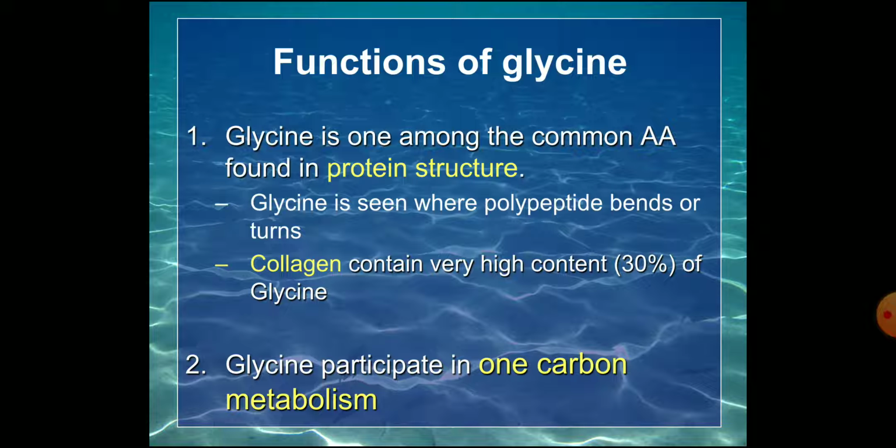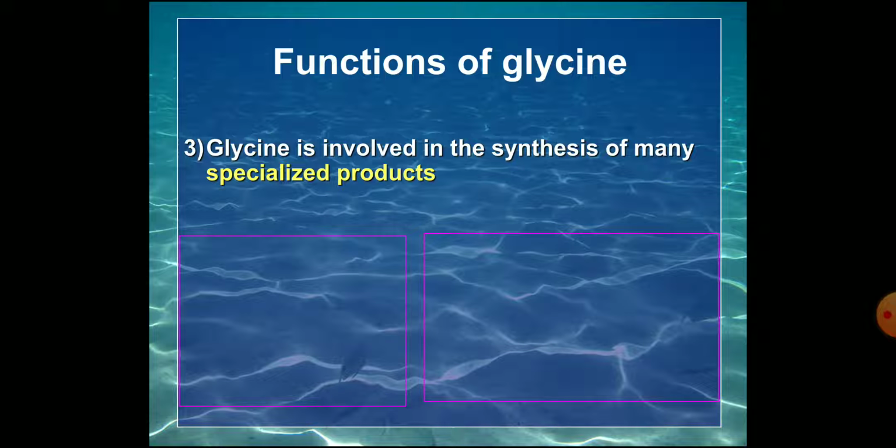Glycine is one of the commonest amino acids found in protein structure, mainly collagen. Collagen contains about 30% glycine because it is the smallest amino acid and can fit into the polypeptide bends or turns. Then it participates in 1-carbon metabolism. Glycine is also involved in the synthesis of many specialized products.